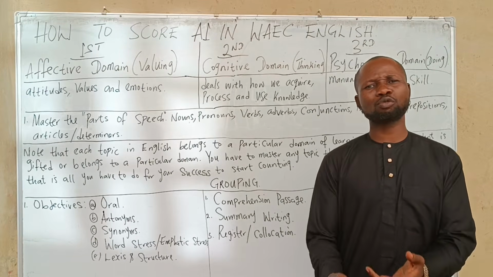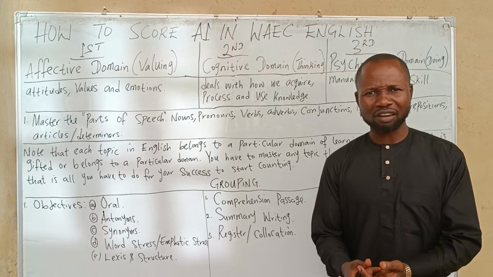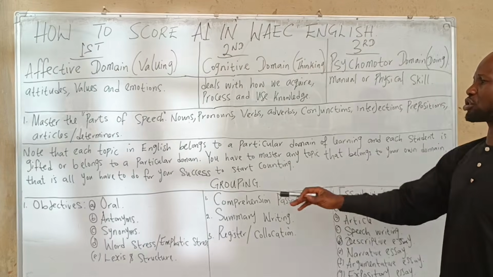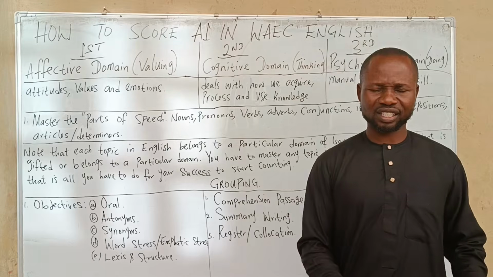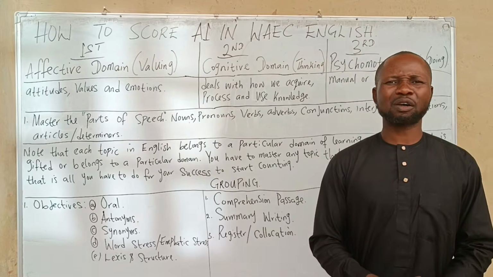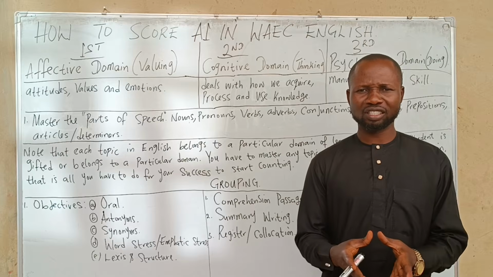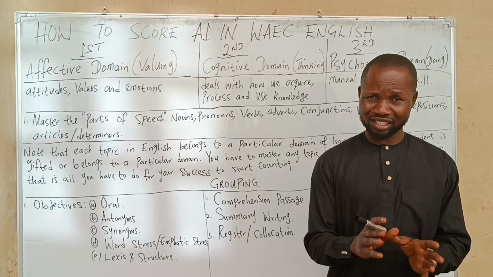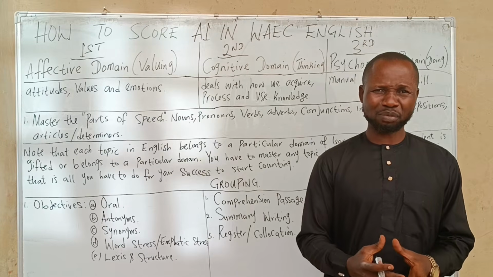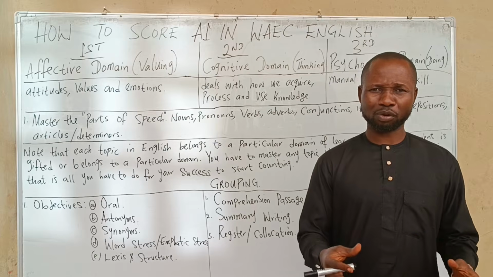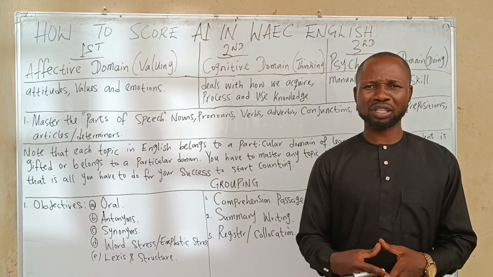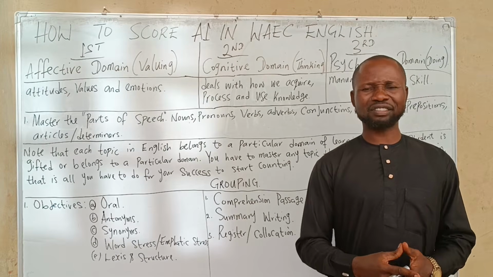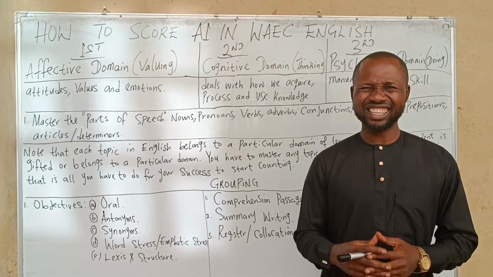And what are the parts of speech? We have nouns, pronouns, verbs, adverbs, conjunctions, interjections, prepositions, articles, and determiners. So when we talk about nouns, master what a noun is. A noun simply means a naming word. A noun is the name of a person, animal, place, or thing. This is the simplest one. So master types of nouns. What are the types of nouns? We have proper nouns, countable nouns, non-countable nouns, abstract nouns and collective nouns. Know what those nouns do in a sentence.